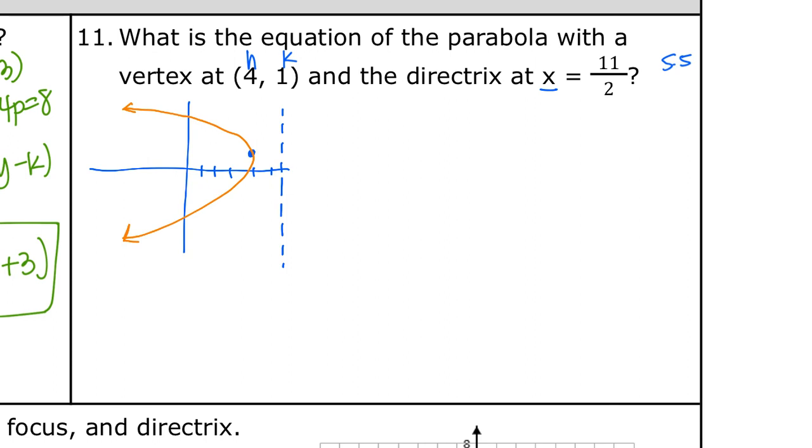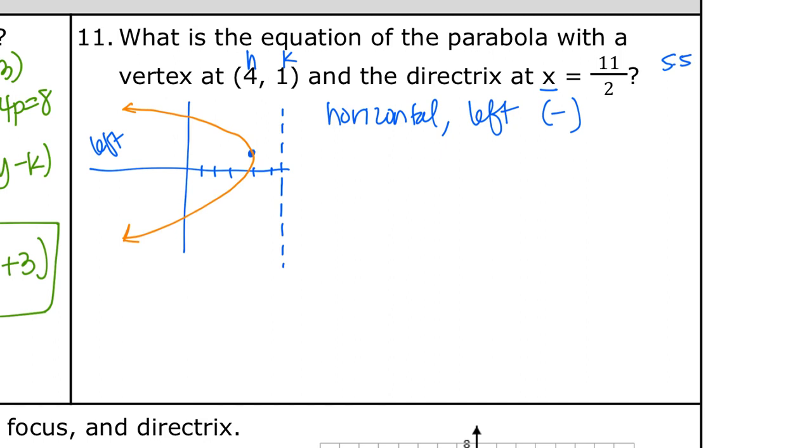Okay, so that tells us a lot of information. So first off, this is a horizontal parabola. And it's pointing to the left. See that? So that means that it's going to be negative. Okay, then we already know the vertex is at (h, k).